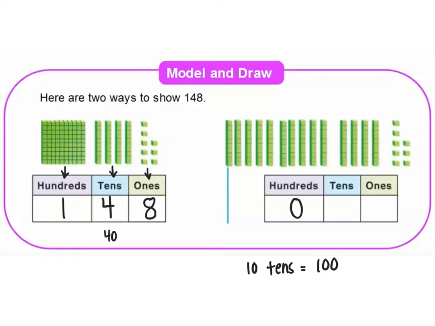So let's count. 1, 2, 3, 4, 5, 6, 7, 8, 9, 10. Let's circle those 10 10 blocks to show that that is 100. So we have 10 10 blocks, but we still have some left over. Let's keep counting. 11, 12, 13, 14. How many 10 blocks do we have total right here?